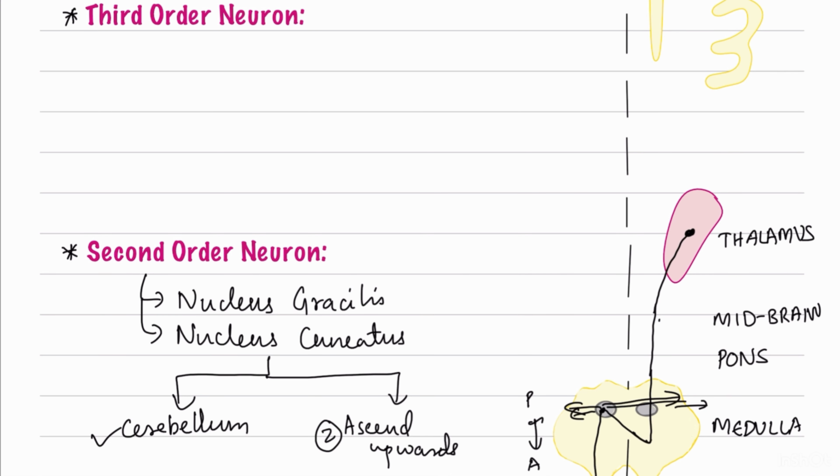These fibers go together like a bundle, right? So all the fibers go like a bundle, and this bundle is known as the medial lemniscus. So what is the medial lemniscus? The medial lemniscus are the second order neurons which arise from the medulla, from the nucleus gracilis and cuneatus, which will carry the sensation of dorsal column from the medulla up to the level of thalamus. That bundle is called the medial lemniscus.